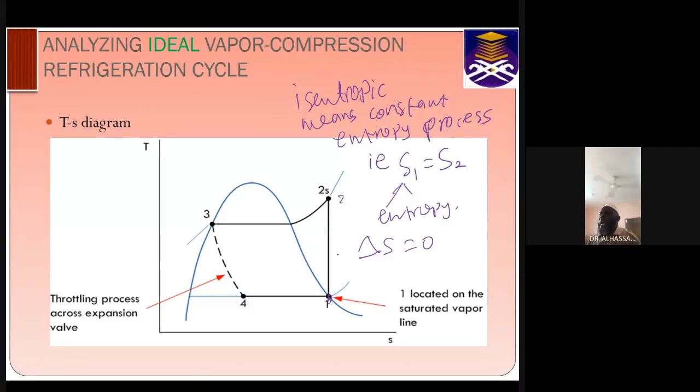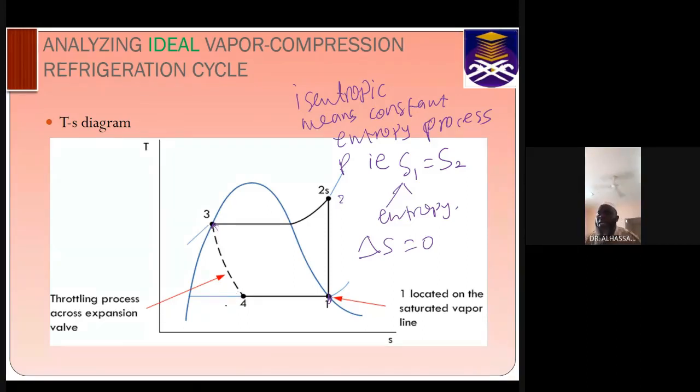Then gradually at this particular state, the heat is removed slowly at constant pressure. This is called a constant pressure line. You understand me? So it is no longer constant temperature. Heat is removed at varying temperature, up to state 3. So then eventually the fluid is expanded. So the expansion process is a reversible process.